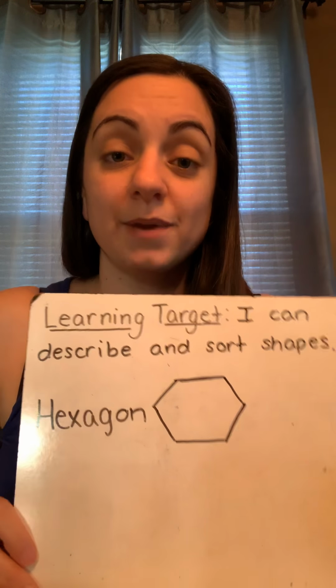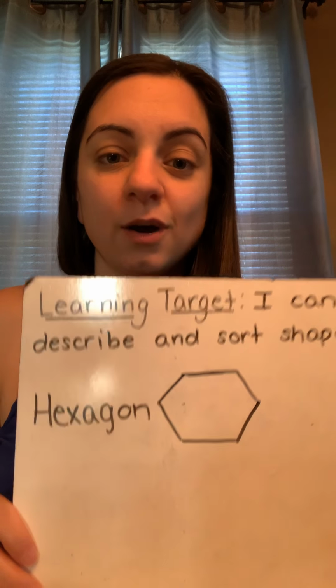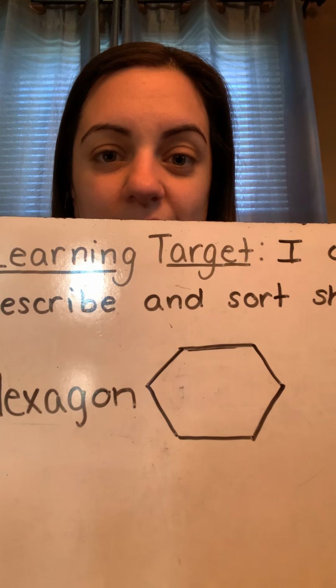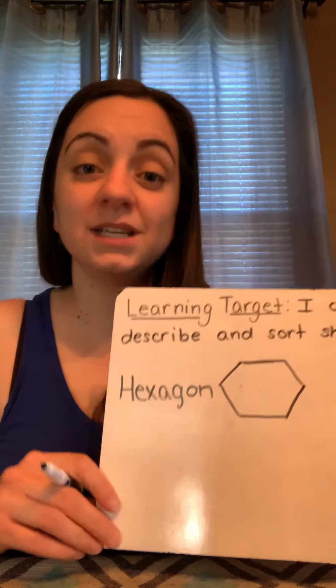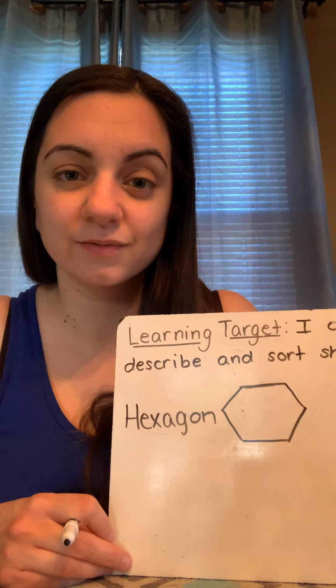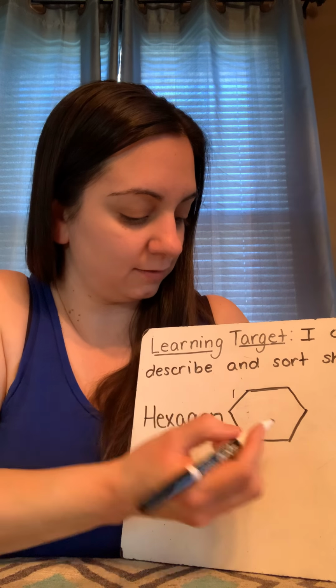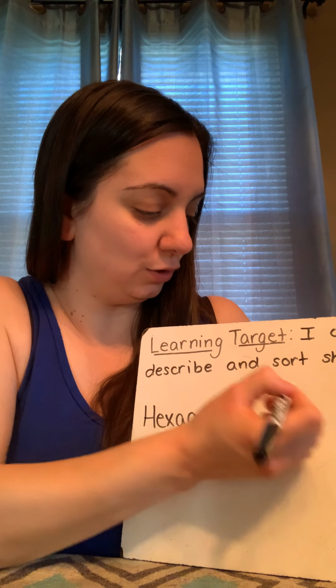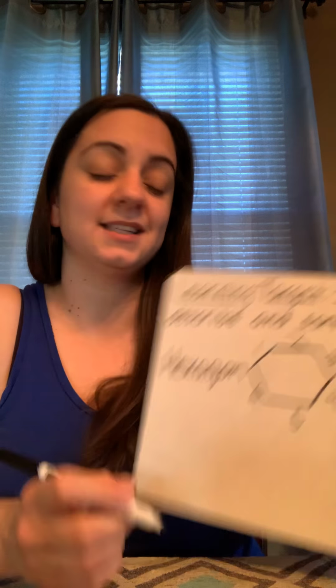To begin describing our hexagon, you tell me how many sides it has. Go ahead, count the sides. How many sides does this hexagon have? You're right, 6 sides. 1, 2, 3, 4, 5, 6. A hexagon has 6 sides.